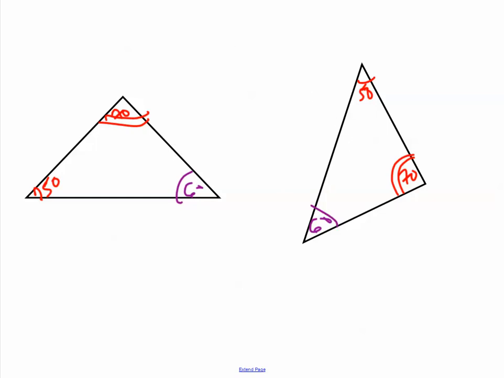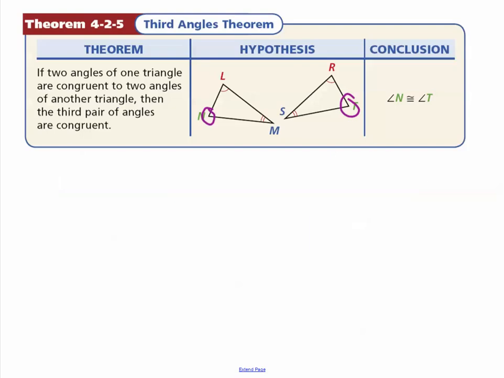Now just imagine if we didn't know what these were. I'm going to say this one is equal to here, and this one is equal to here. So if this is equal to that one, and that's equal to that one, it follows that this guy right here has to be equal to the other one. So that is our third angle theorem, and here it is out of the book. This angle and this angle have to be equal.